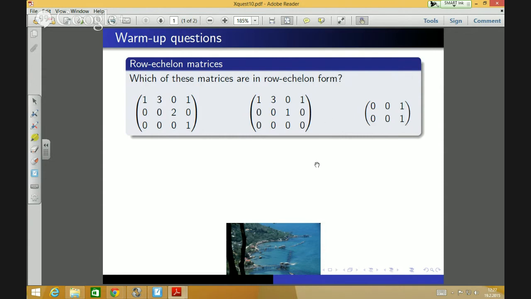So probably you know what I'm about to ask here. Is this one in reduced row echelon form? Some of your colleagues here are saying no. Why not? What does it take for a matrix in row echelon form to be reduced?